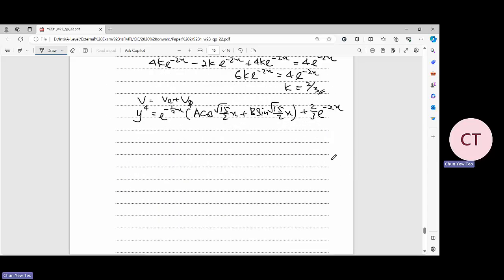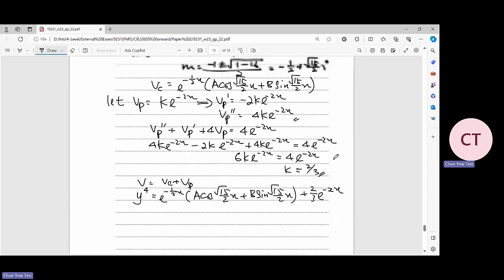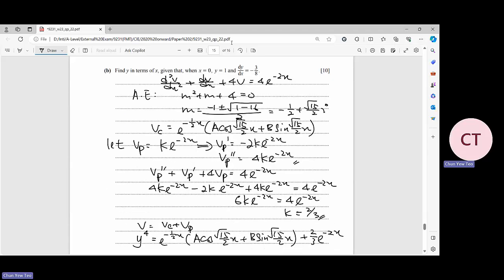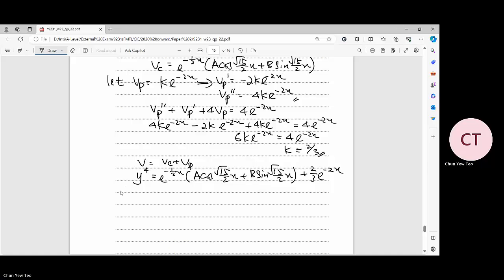But the question is giving you the initial values here. We want to find the a and b. So when x equals 0, y equals 1. So when x equals 0, y equals 1, you are having 1 equals to 1 times a plus 0 plus 2 over 3. So from here, you can find the a as negative 2.